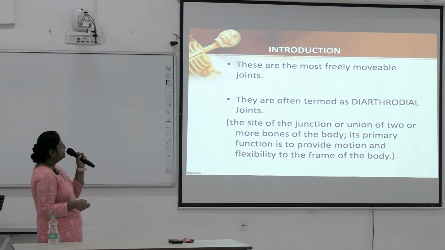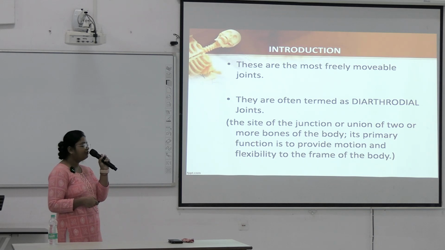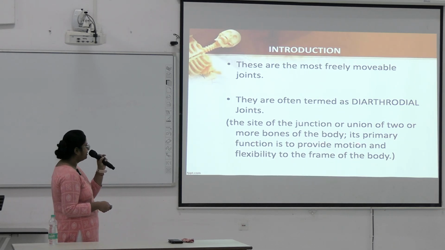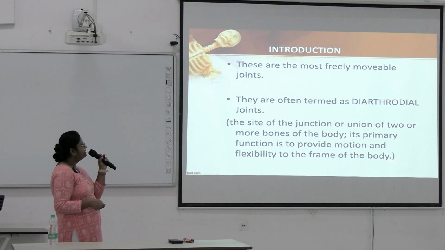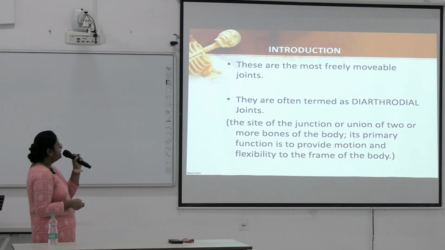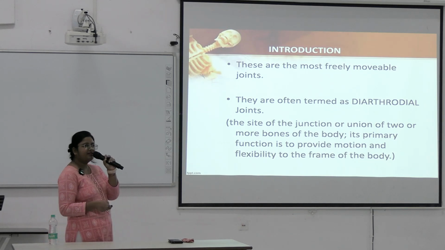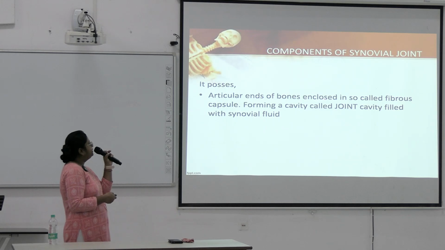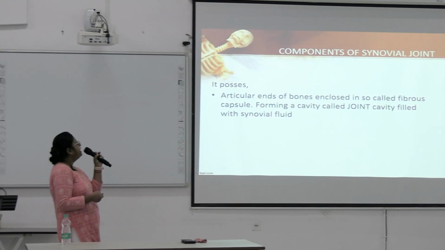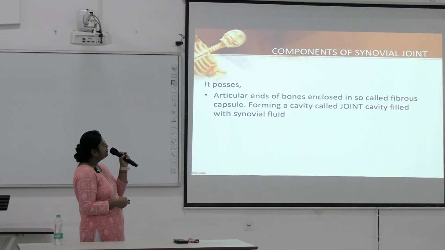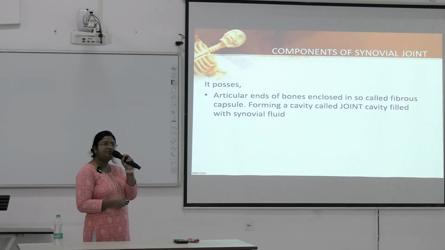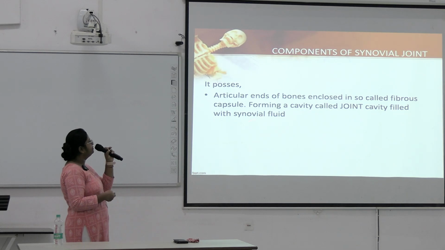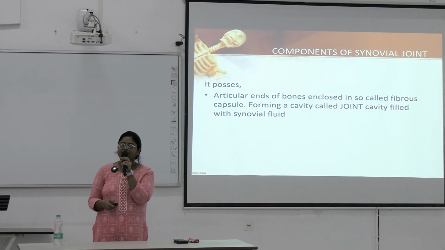The site of junction or union of two or more bones of the body occurs at this region of the synovial joint, and its primary function is to provide motion and flexibility to the frame of the body. The synovial joint possesses articular ends of bones enclosed in a so-called fibrous capsule and forming a cavity called the joint cavity, which is filled with the synovial fluid.